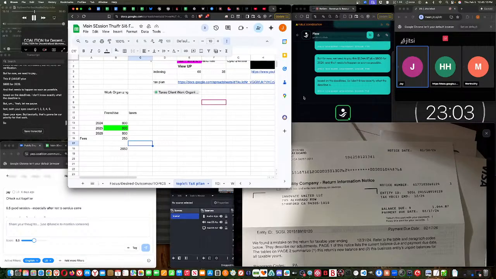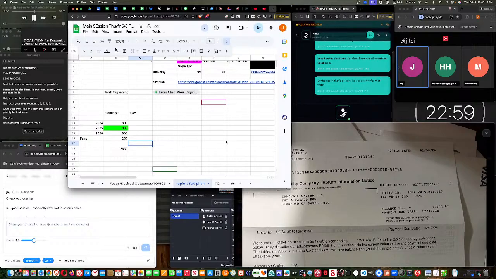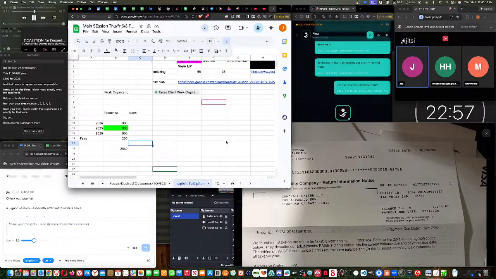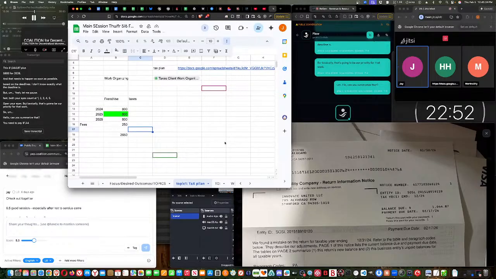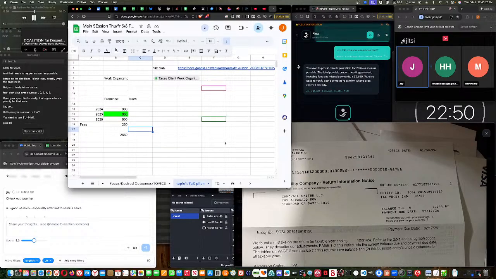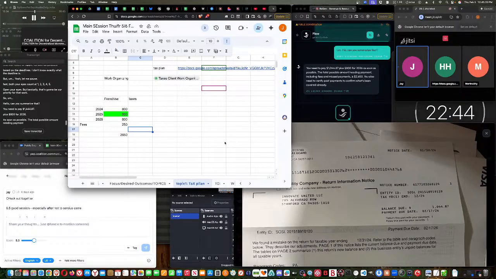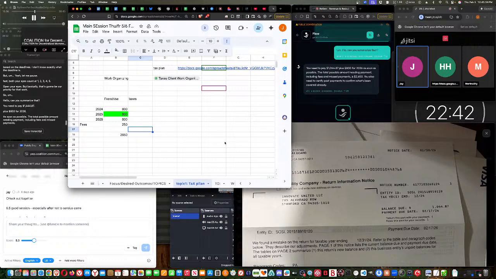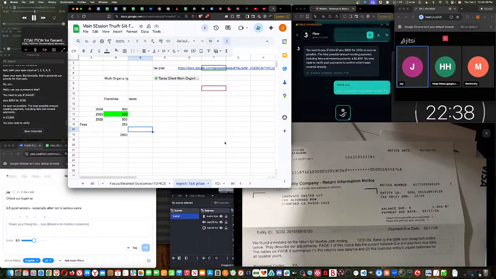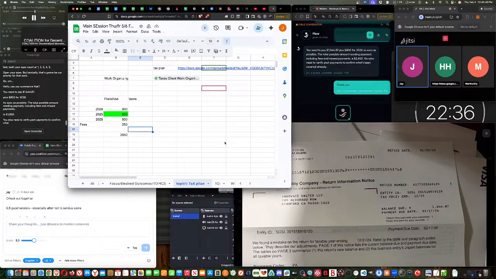But basically that's going to be our priority for that work. So, Flo, can you summarize that? You need to pay $1,444.87 plus $800 for 2026 as soon as possible. The total possible amount needing payment, including fees and missed payments, is $2,650. You also need to verify past payments to confirm what's been covered already.